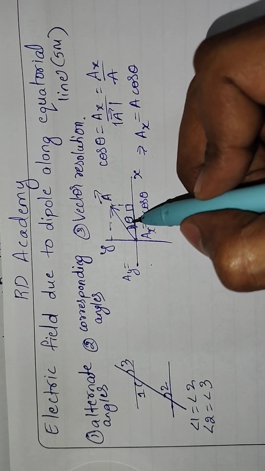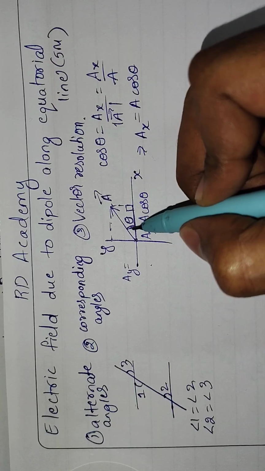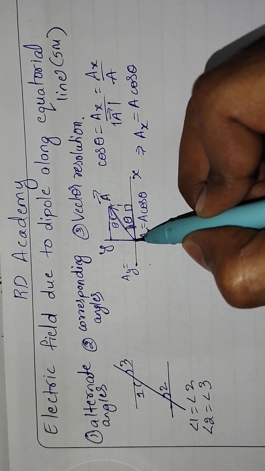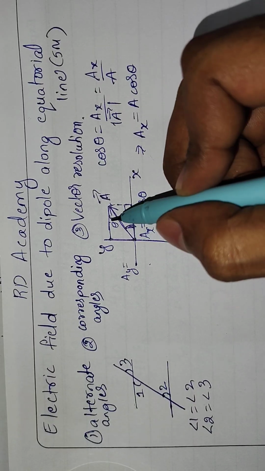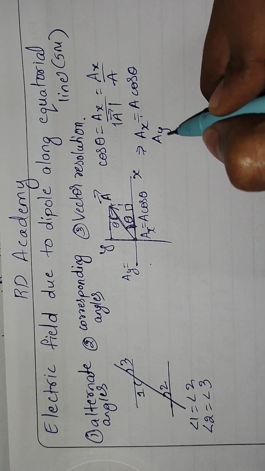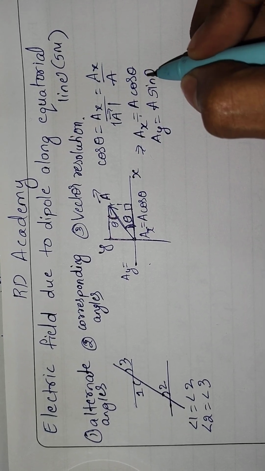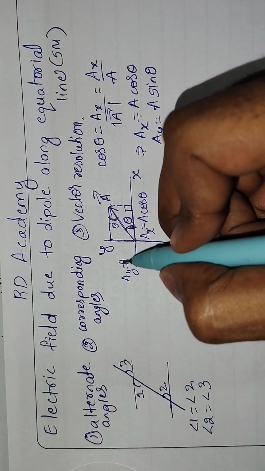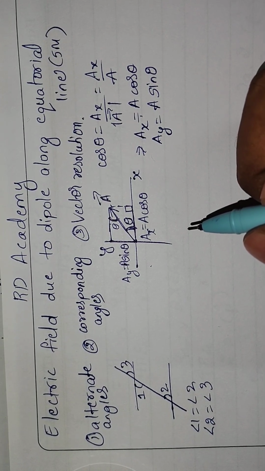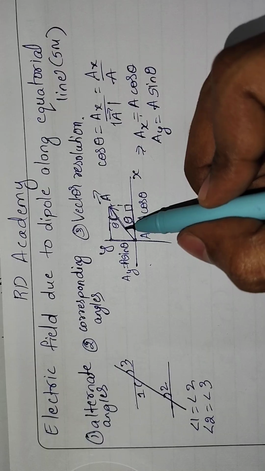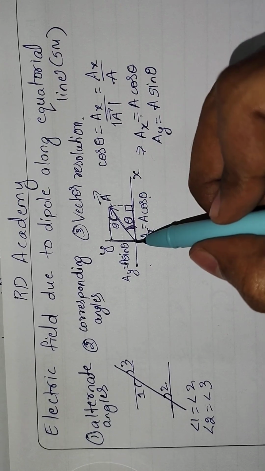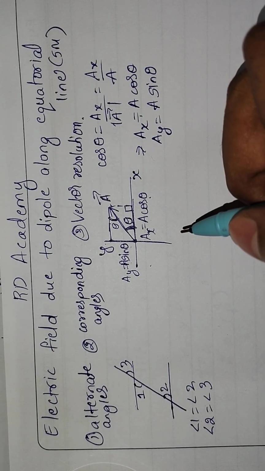Now these two are parallel lines, right? So if this angle is theta, this is also theta. Now if you consider this inverted right angle triangle, this side is opposite to this angle. Applying the same idea, we can prove that Ay is equal to A sin theta. So just remember which component lies along which axis. That is the most important thing here. If this is the angle theta, then along the x-axis you will have A cos theta, along the y-axis you will have A sin theta.